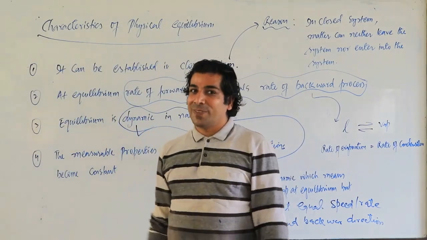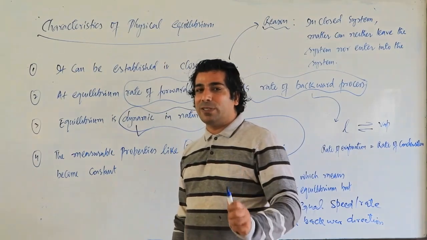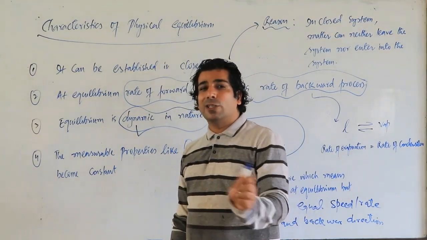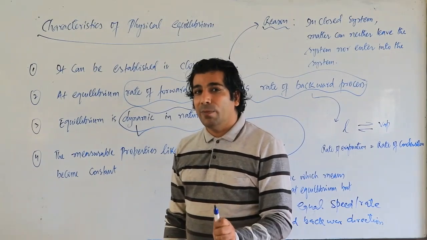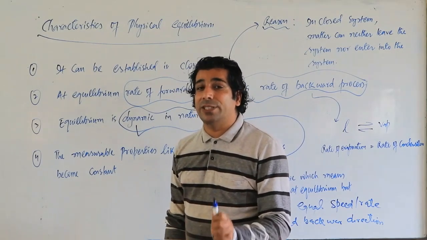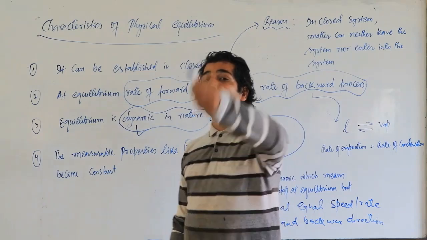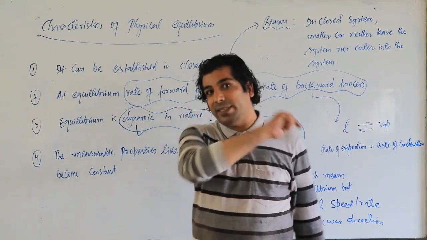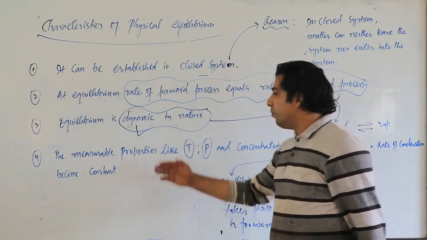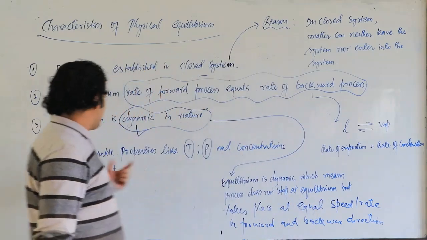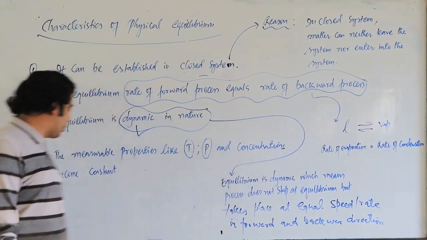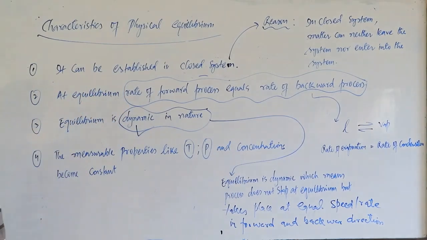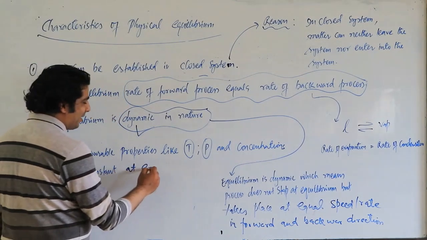Remember, a physical process or chemical reaction does not stop at equilibrium. It is moving, but it's not moving in one direction. It's moving in forward and backward direction. So movement is there. Correct? Let's go for the last term here. The measurable properties like temperature, pressure and concentrations become constant at equilibrium, my dear friends.